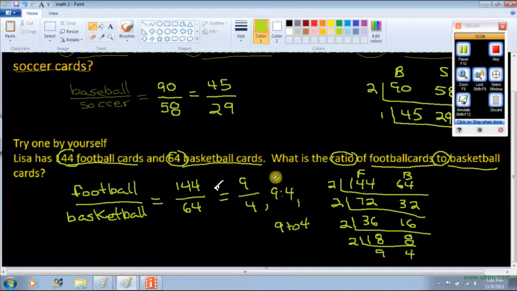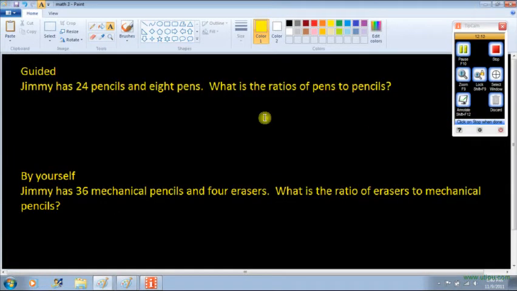Okay, let's go ahead and work a different type of problem. We'll do this one together. It says Jimmy has 24 pencils and 8 pens. What is the ratio of pens to pencils? So let's go ahead and circle and underline. This one says Jimmy has, change colors, 24, of course, important, pencils, and 8 pens. What is the ratio of pens to pencils?